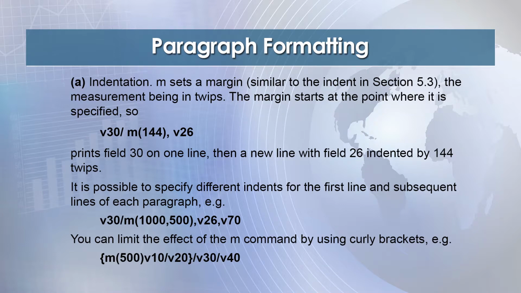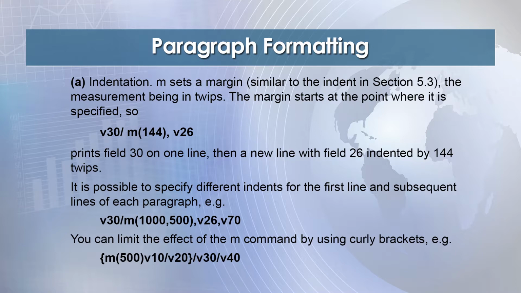Next important thing in display format is paragraph formatting. Paragraph formatting, as I told you, is a kind of indentation command, but you can have better control by the application of TWIPs. TWIPs is a very efficient measurement of space, and 1 inch is equal to 1440 TWIPs and 1 centimeter is equal to 567 TWIPs.